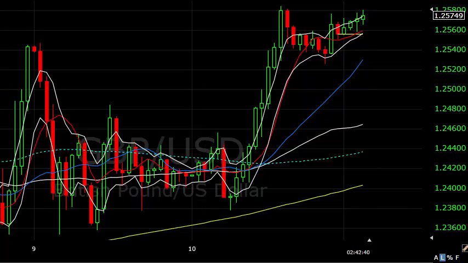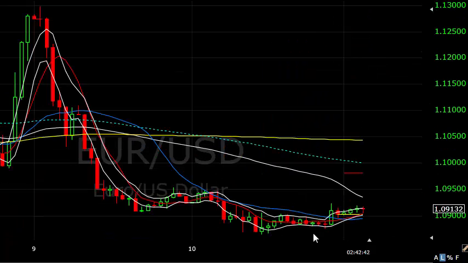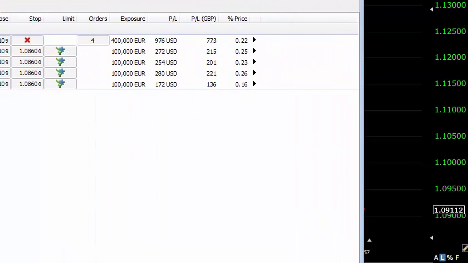The euro, interestingly, with the euro, there was a specific setup that we took in the trading room yesterday. I'm in the trading room this morning here. Got stopped out the first time yesterday afternoon, but went in again yesterday evening. And so, for full disclosure, I'm still in the position at the moment, and it's doing okay.